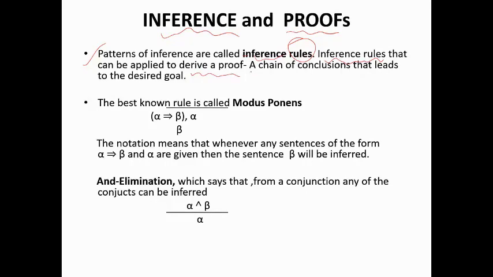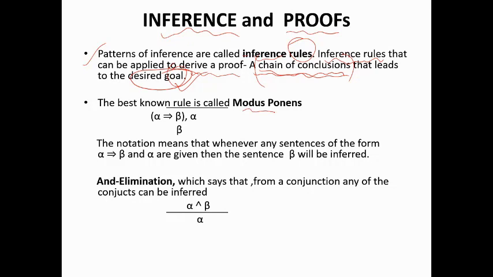A chain of conclusions leads to the desired goal. So if you want to achieve that desired goal, you must have a chain of conclusions, and then you will get some conclusion. That conclusion is the desired goal. Okay, the next thing is modus ponens.